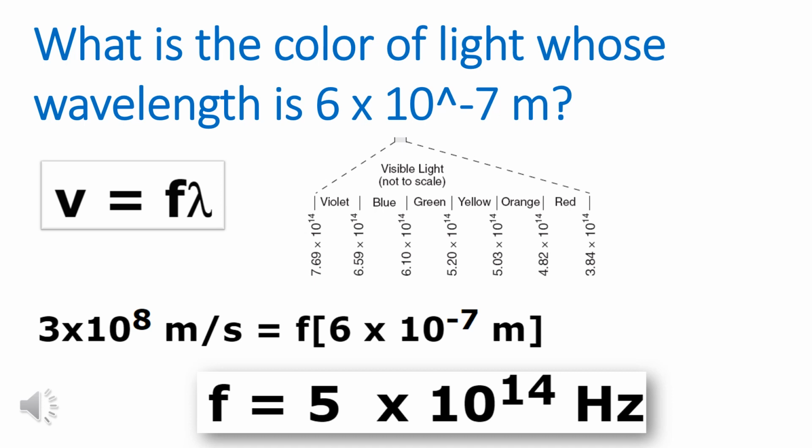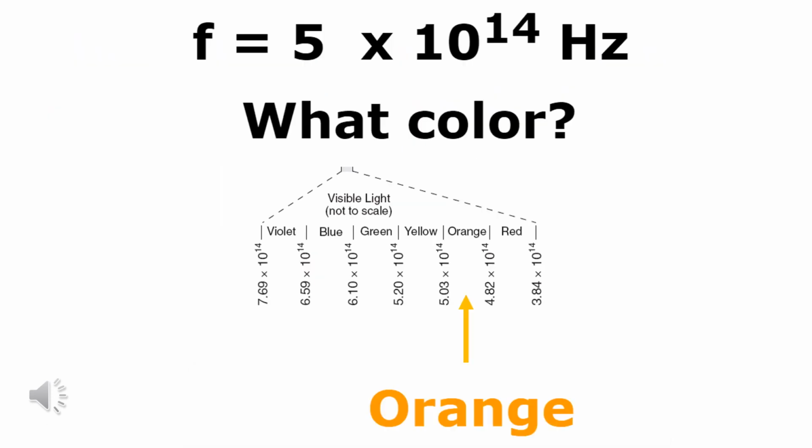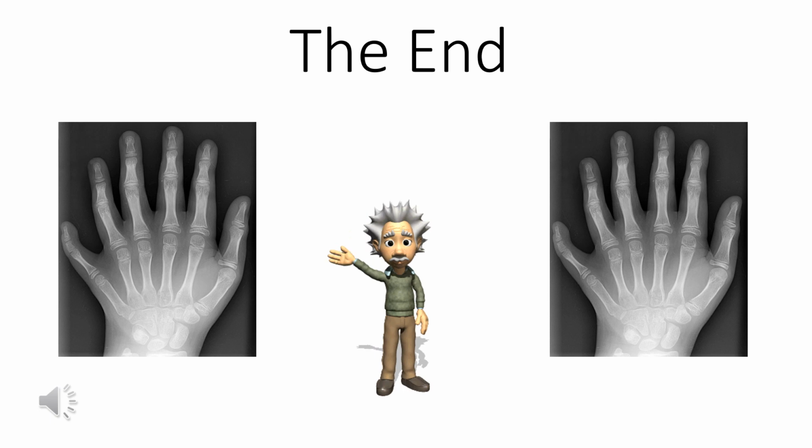What is the color of light whose wavelength is 6 times 10 to the negative 7th meters? In order to find the color of this light, we need to know its frequency. If we have a wavelength and are asked for the color, we need to use the velocity equation to find the frequency. Using the speed of light in a vacuum as 3 times 10 to the 8th meters per second, we find that the frequency is 5 times 10 to the 14th hertz. Since the frequency of the light is 5 times 10 to the 14th hertz, the color fits within the range of orange. This is the end of my presentation on electromagnetic radiation.